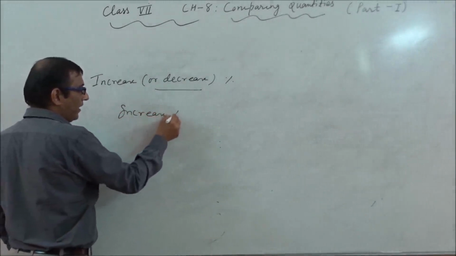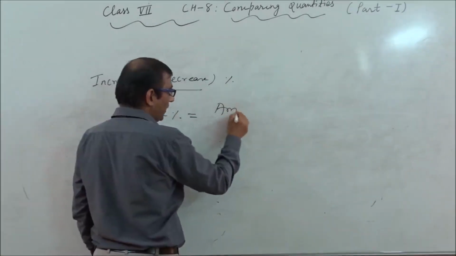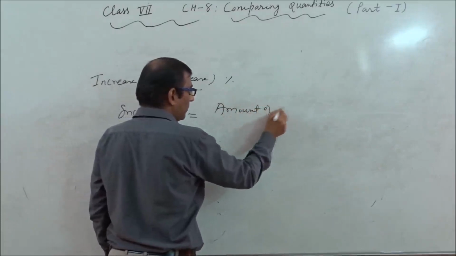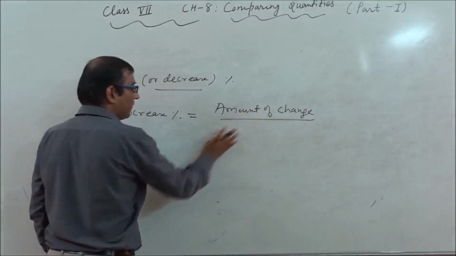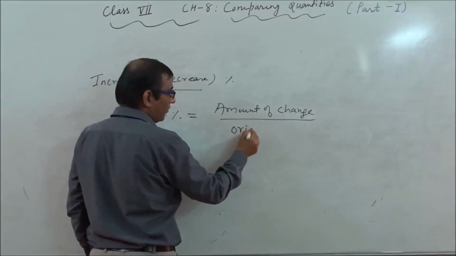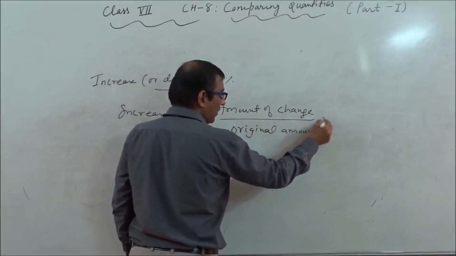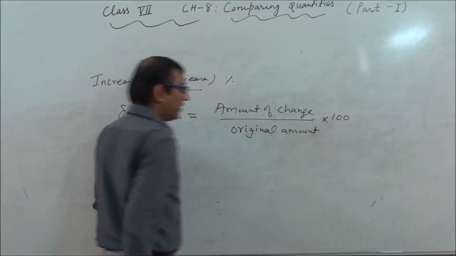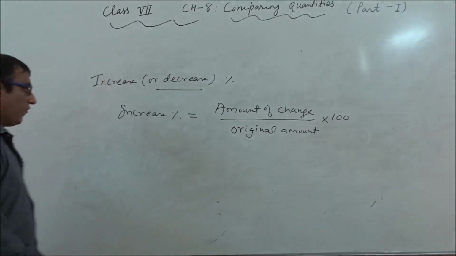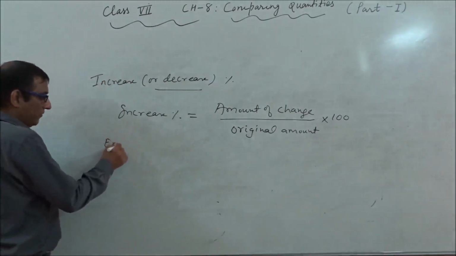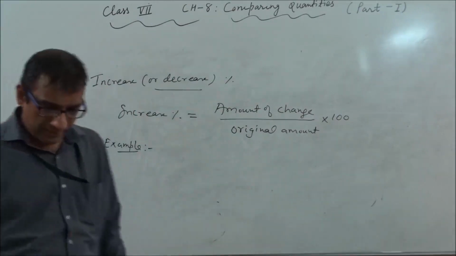So how can we define, how can we write the formula of increase percentage? We can say increase percentage is related with amount of change upon original amount, right, into 100. Same formula we are using for decrease percentage also. So for example, if I am taking one question so that it will be more clear.